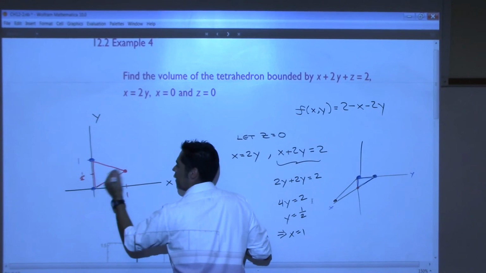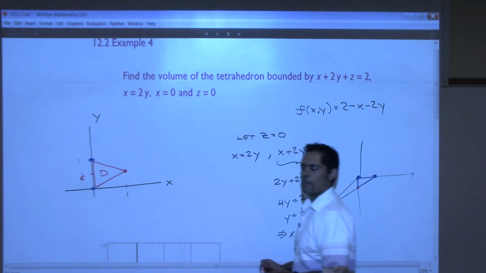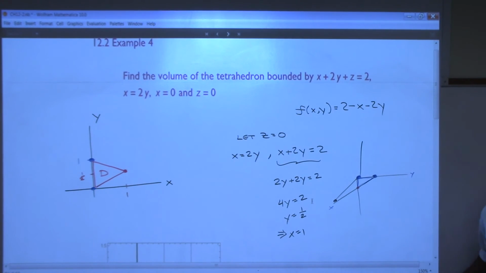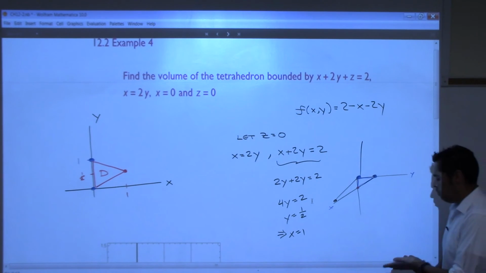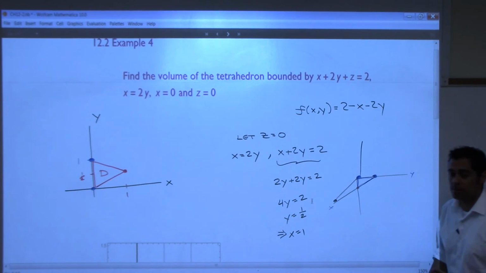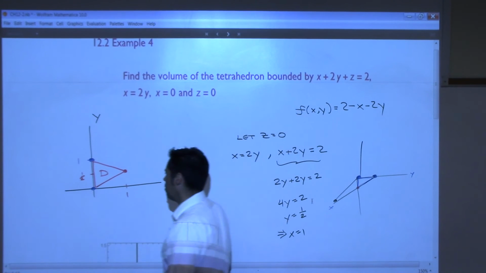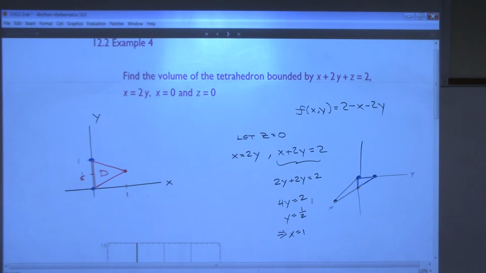And we all agree that that's my D? Yeah? Questions? What am I going to ask myself next? What kind of region is that, right? Do I want to treat that as a type 1 or a type 2? You could do either, but one of them's easier.